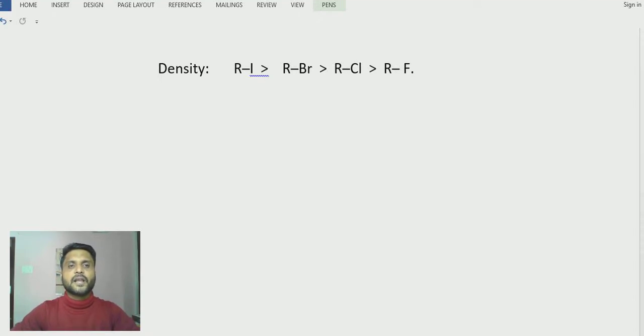The density of the alkyl halides is again RI greater than RBr greater than RCl greater than RF, because the atomic mass of iodine is greater compared to bromine, compared to chlorine, compared to fluorine, right?